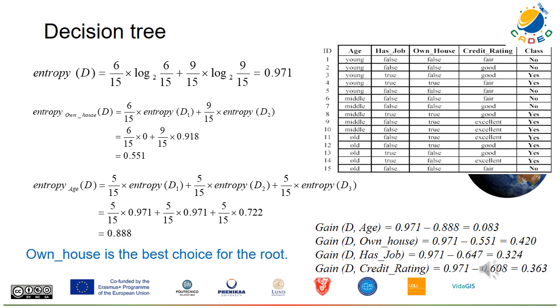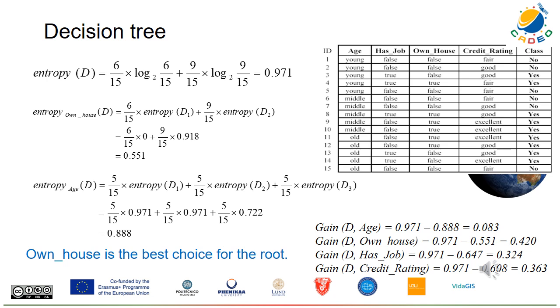First, we take age as an example. We already calculated the entropy value for the whole dataset, which is 0.971, and the entropy value based on the age attribute is 0.888. Then we calculate the information gain, which is the difference between the two entropy values. The information gain equals 0.083.